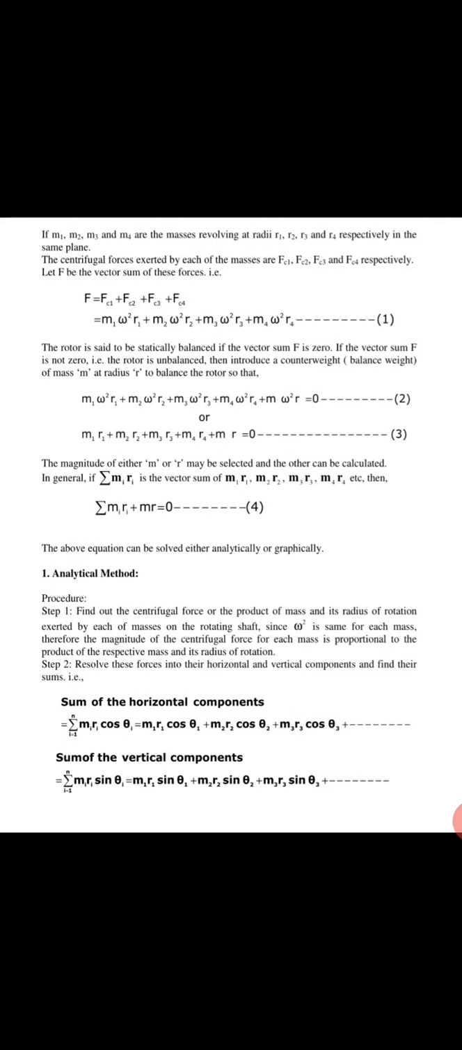For the horizontal component, it can be written as m1r1 cos theta 1 plus m2r2 cos theta 2 plus m3r3 cos theta 3 plus m4r4 cos theta 4, if there are 4 masses. Similarly, it goes on for n masses. Similarly, the vertical component can be written as m1r1 sin theta 1 plus m2r2 sin theta 2 plus m3r3 sin theta 3 plus m4r4 sin theta 4 for 4 masses. And similarly, it goes on if there are n masses.